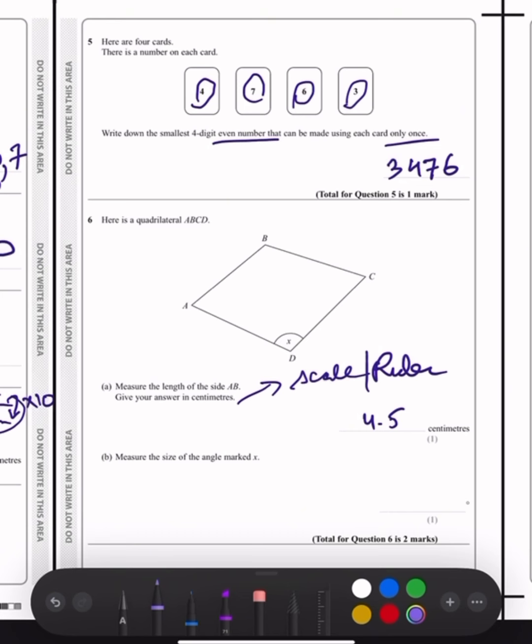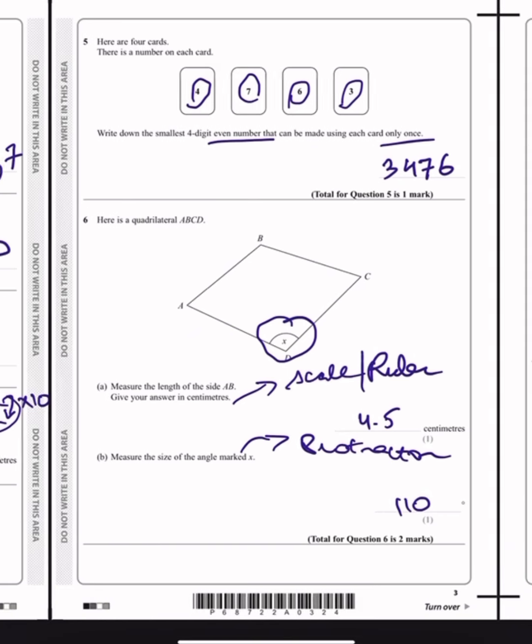For this question, you will need a protractor. From the protractor, you have to measure this angle right here, and as soon as you measure, you would be getting an answer of 110. And that's how you will gain your next mark. Moving on to the next one.